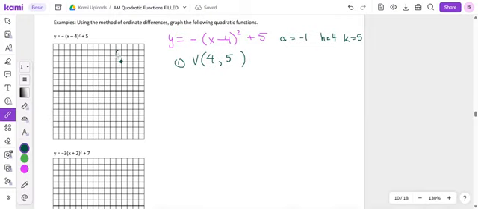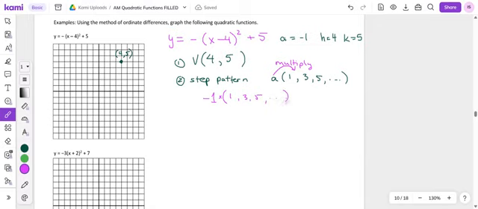The second step is to figure out our step pattern. Whatever our A is, we're going to multiply 1, 3, 5 by the A. So in this case, if my A is -1, I'm going to go -1 times 1, 3, 5, and so my step pattern will be -1, -3, -5, -7, etc.